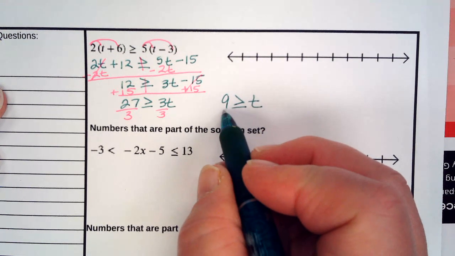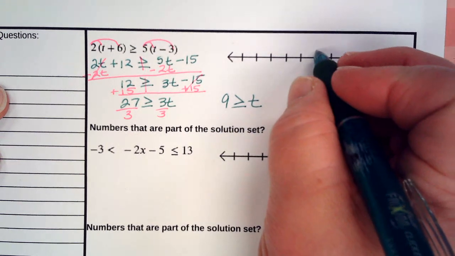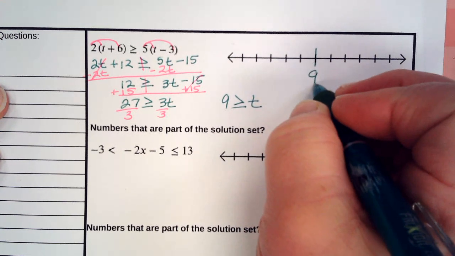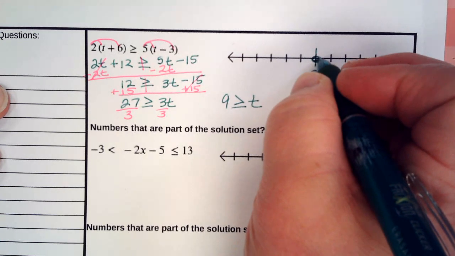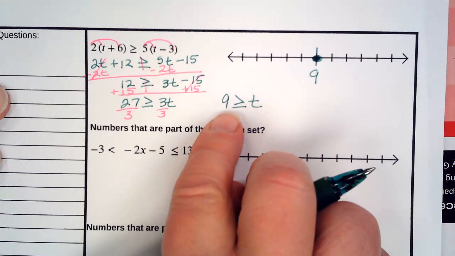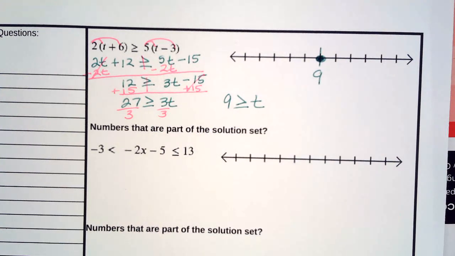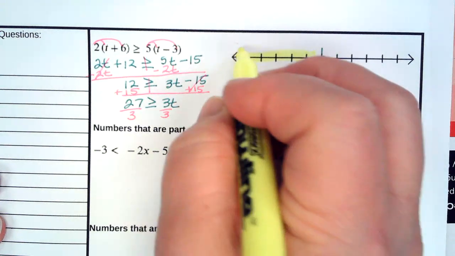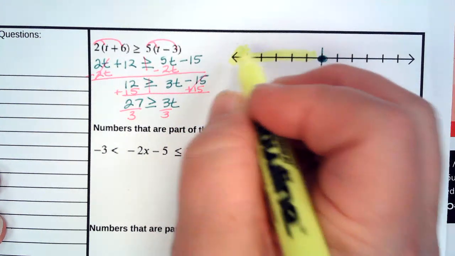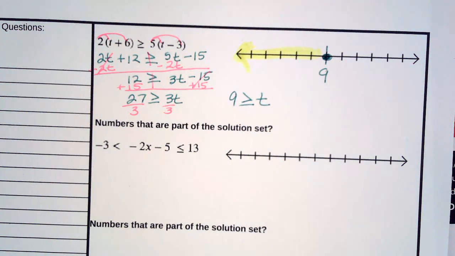The alligator mouth goes to the biggest number. This is a closed circle because it's equal to. So 9 is going to be the biggest number. I highlight everything smaller than 9, and it goes in the negative direction. Okay.